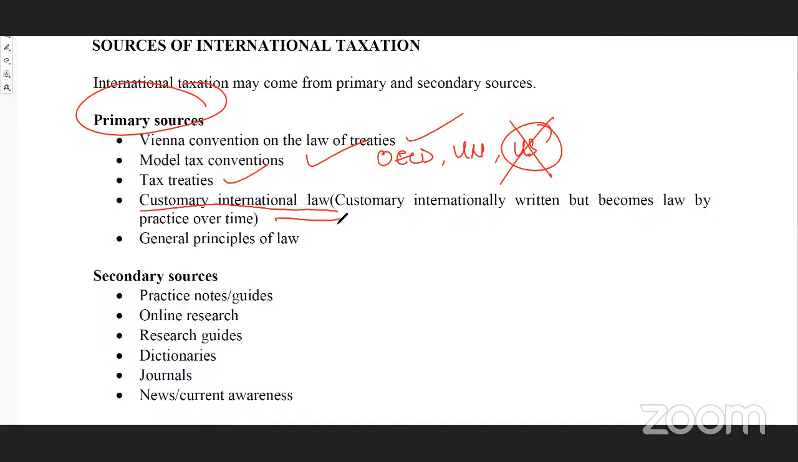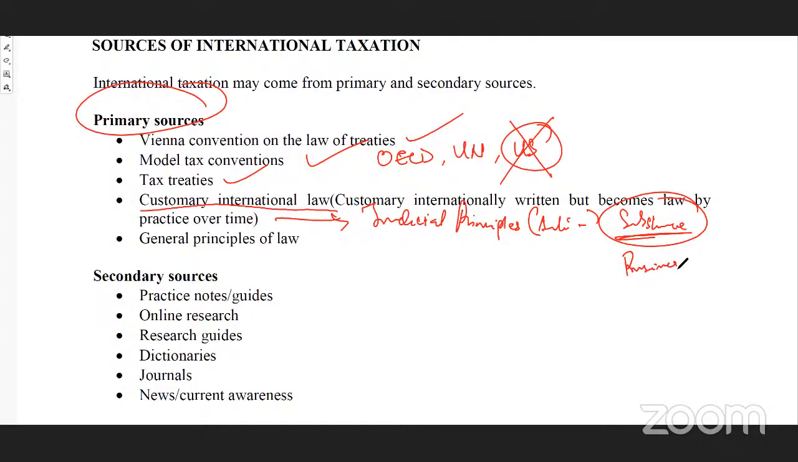So we can make reference to something we call judicial principles, right? Or we can call them judicial anti-avoidance rules. These are examples of customary international rules, like substance over form. We are saying the substance of a transaction over its legal form. We can use a technique like the business purpose doctrine, right? Somebody doing something, is it only for tax or is he actually doing it for a business purpose?